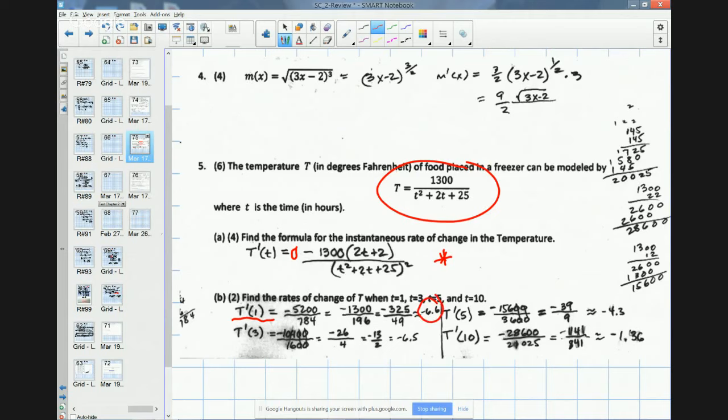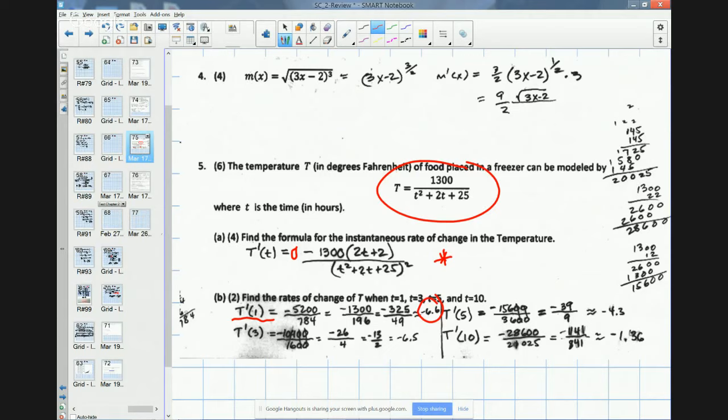So there's T prime at 1. I mean, this is just arithmetic. Each time, of course, we're going to get a different rate of change of the temperature. It's kind of interesting. After what hour is the greatest? Of those 4 hours they gave us, 1, 3, 5, and 10, which one has the greatest rate of change of the temperature? It turns out it's in the beginning. That makes sense, right?